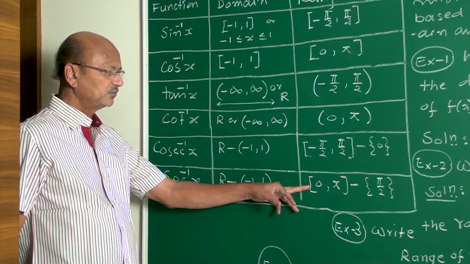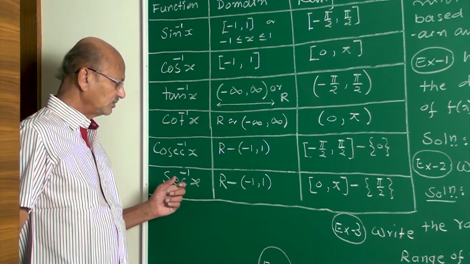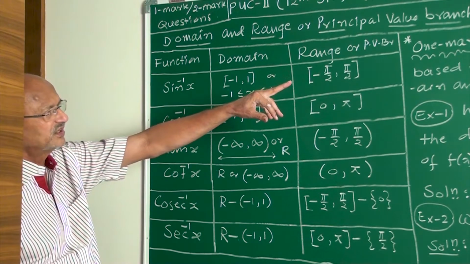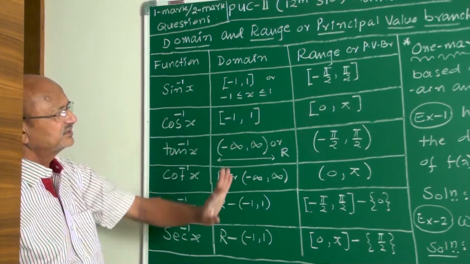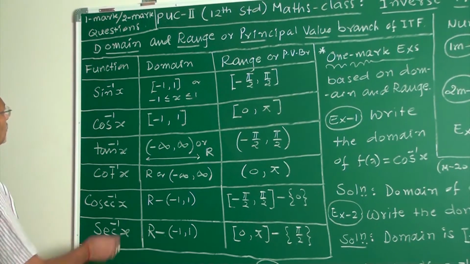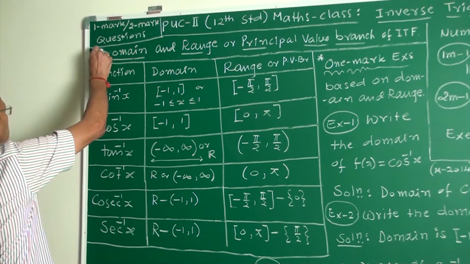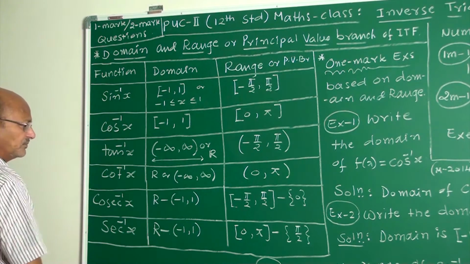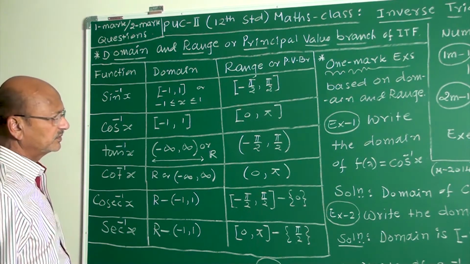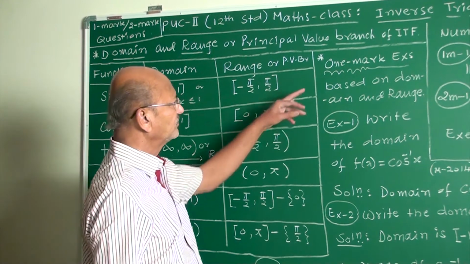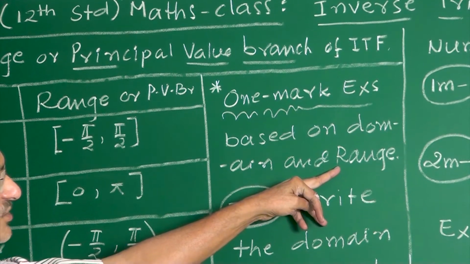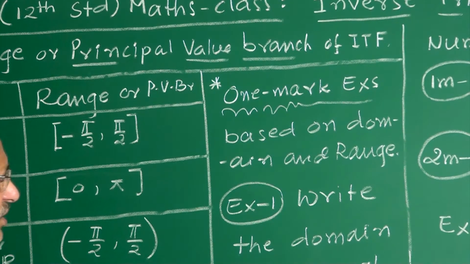This is for the principal value branch. This is the domain of what? Sec inverse x. So, my friends, the 1 mark question is to write the domain and range of an ITF. Therefore, this chart plays a very important role. This is very important for 1 mark questions. Already I have done some examples here, which appear many times in the question papers. See, 1 mark examples based on the domain and range of ITF.